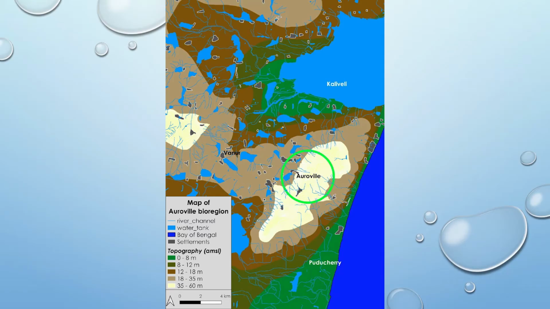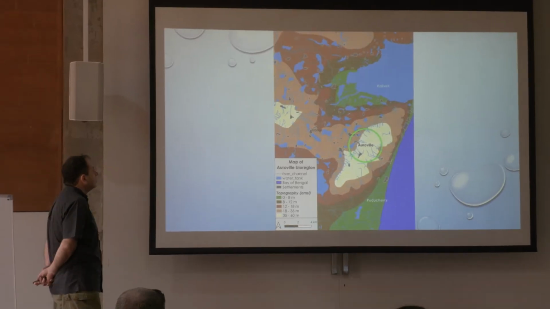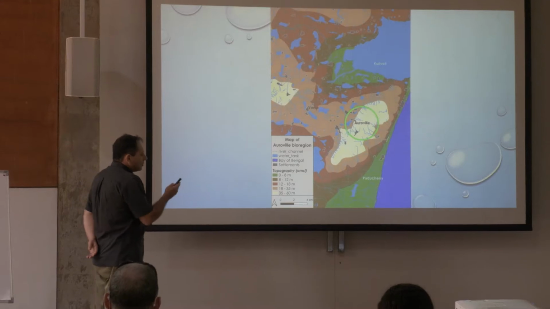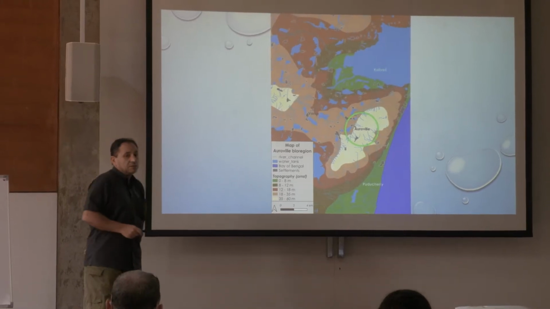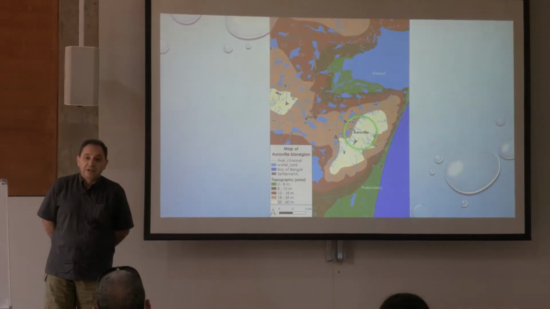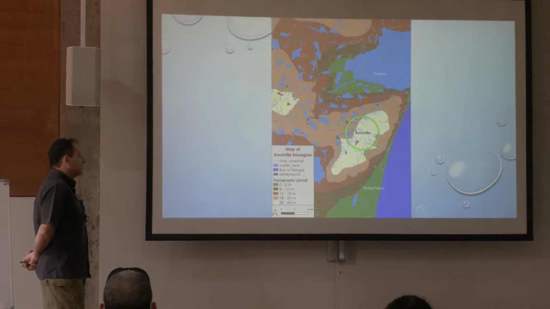A quick look at where we are. We are on a ridge. We need to remember the topography is absolutely crucial when we talk about water. We are on a ridge, and we are also on a coastal area. These two facts are absolutely important for anything related to water.